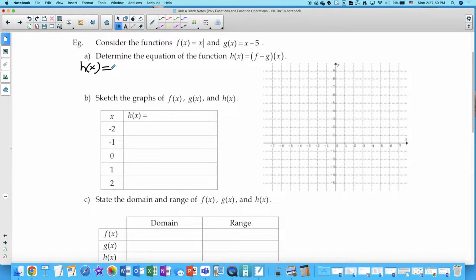Yeah, so f of x, if you want to do it this way first, you can split it up like this. And then that's absolute value of x minus, now here's where you have to be careful, okay? Because we're subtracting the entire function, so we have to put brackets around this. And so when we distribute the negative sign in, h of x is going to be absolute value of x minus x plus 5. Okay?